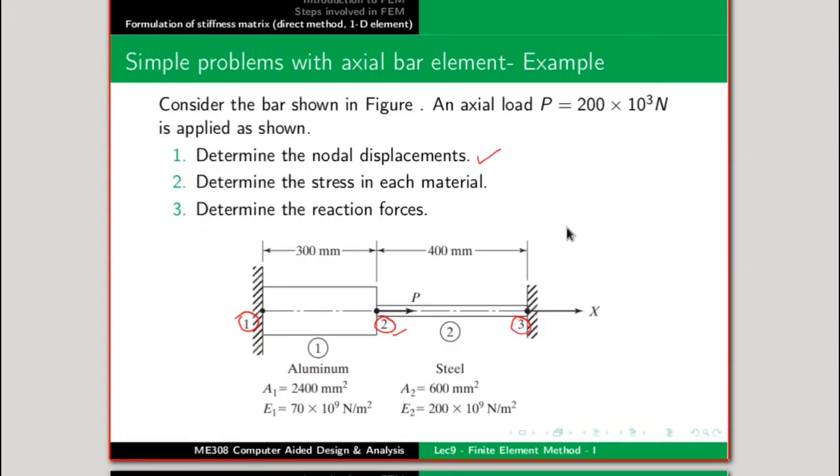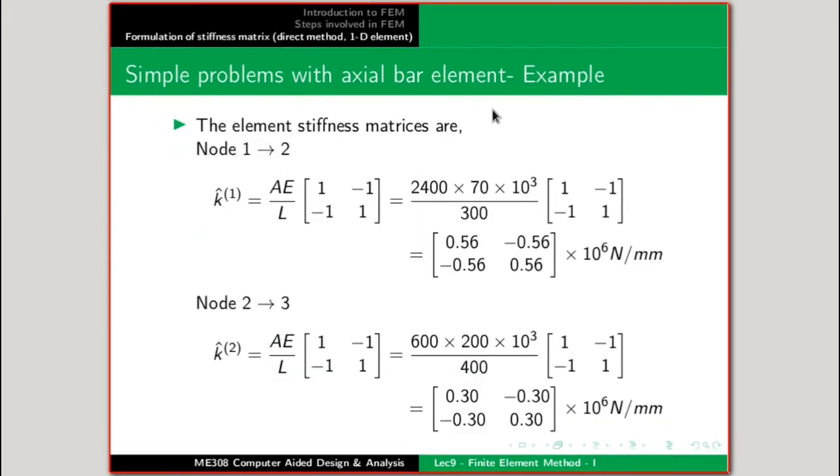As we said, we have two elements. We have already selected the element type, which is a two-noded element. In our earlier discussion, we found the element stiffness matrices for two-noded linear elements. You have seen that it is AE by L into the matrix [1 -1; -1 1]. So here we have two elements, so we have two element stiffness matrices. The element stiffness matrix for the first element is represented as K1, and for the second element as K2.